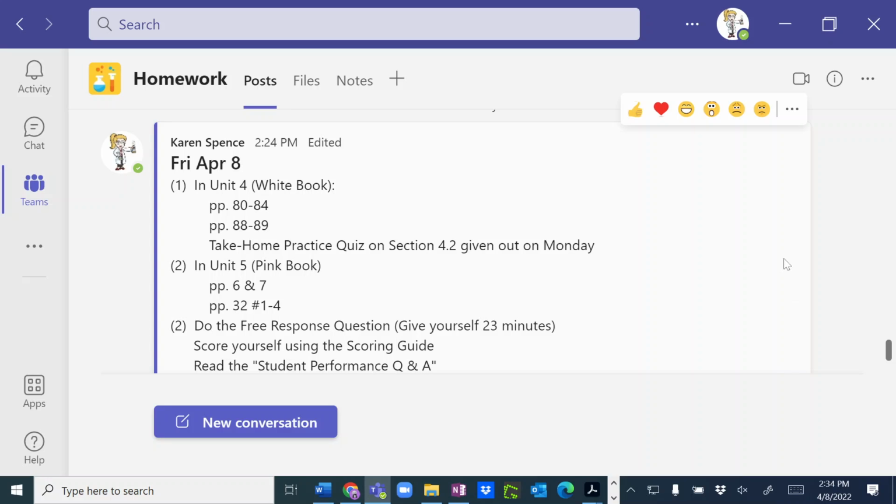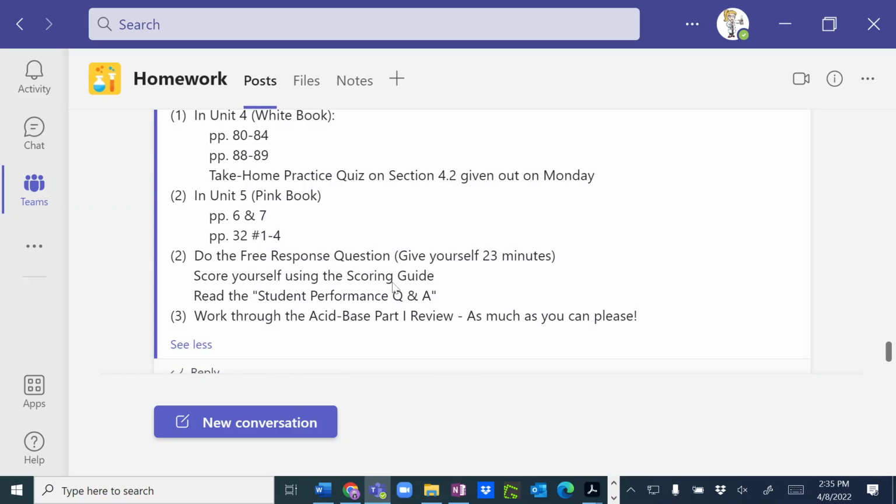So over the weekend, you are going to do, in the white book, pages 80 to 84 and 88 to 89. Obviously, you don't need to do every question, just do as much as you need to feel good about it, because some of them can get pretty tedious. If you know how to find pH from hydrogen, you don't need to spend a lot of time doing that. But you're going to pretend you have a real quiz on Monday, because you're going to get a take-home quiz.